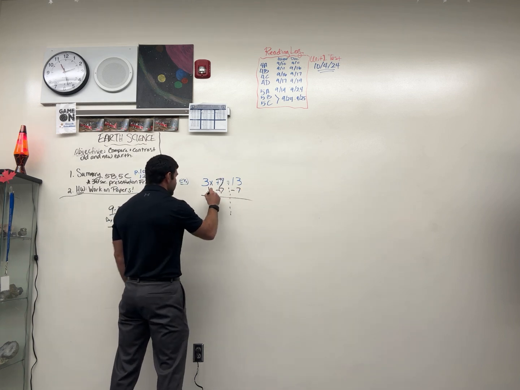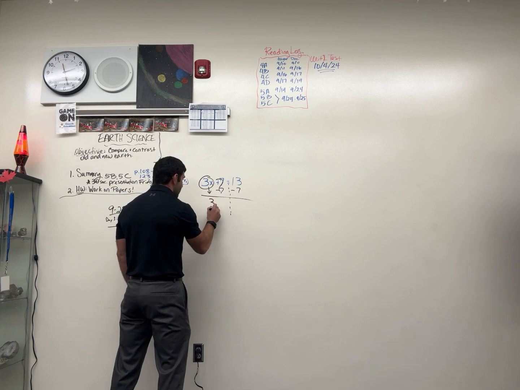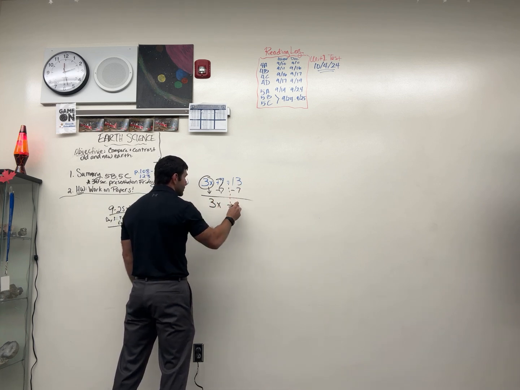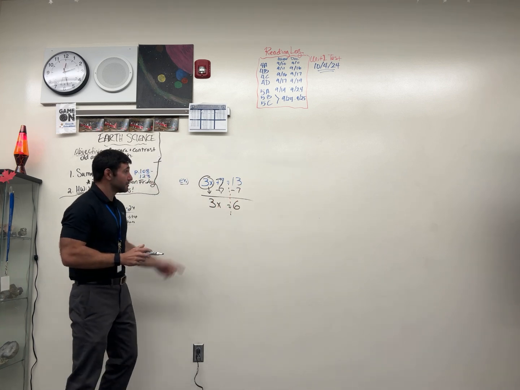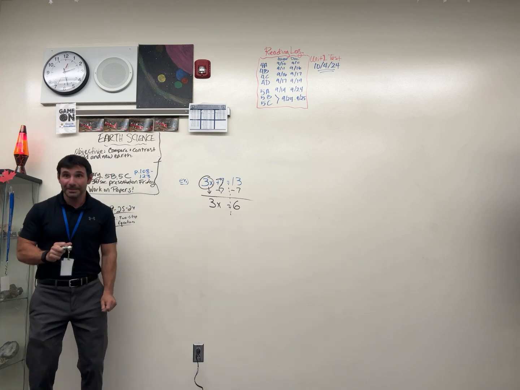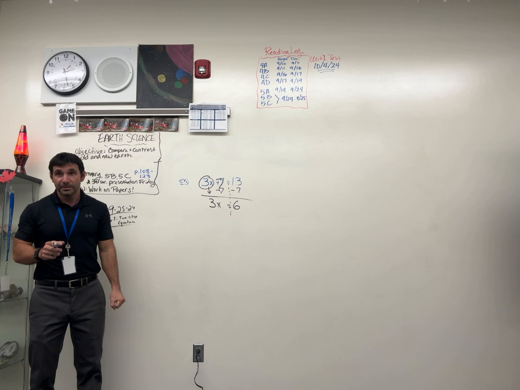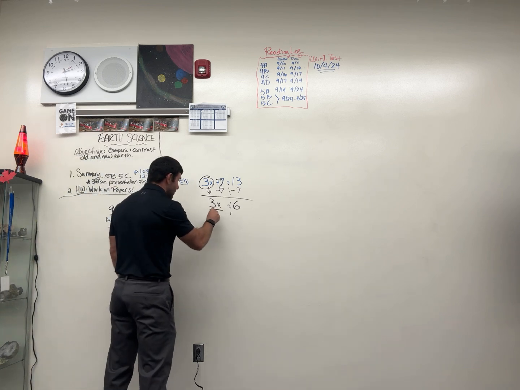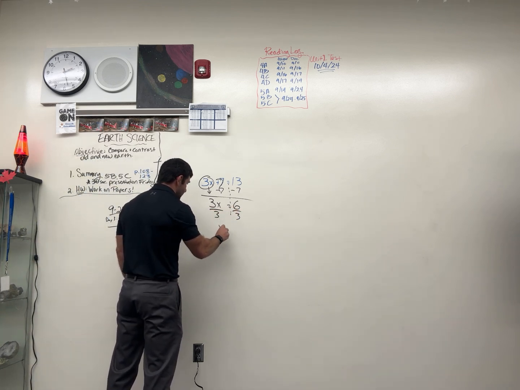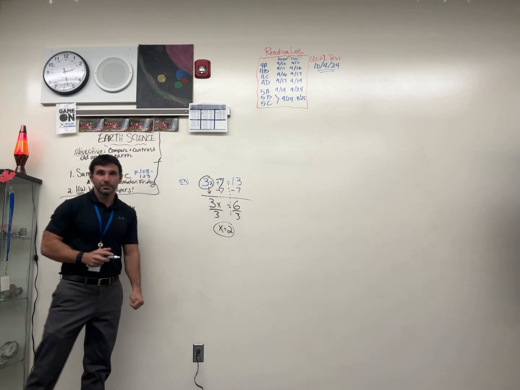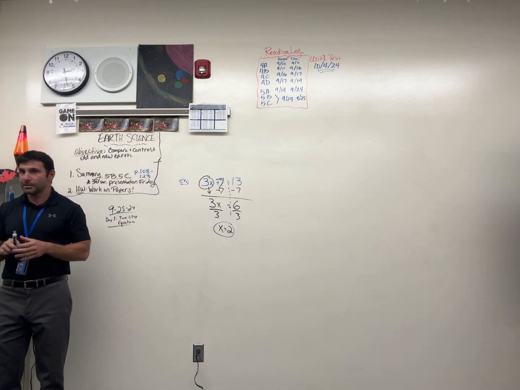That leaves me all of this coming down. 3x equals 13 minus 7, which is 6. Add or subtract first. Then what do we have to do to the 3x? Divide by 3. x equals 2. Hot diggity dog.